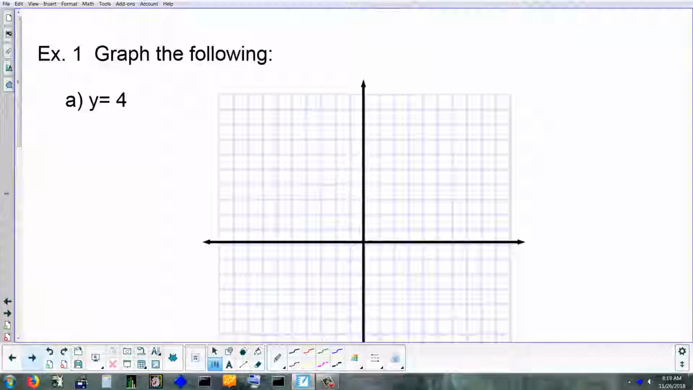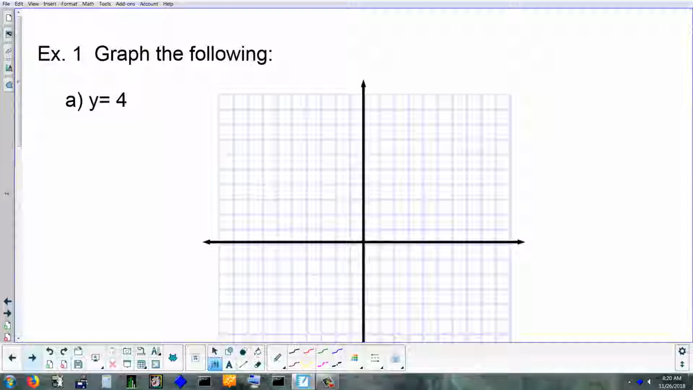So let's look at that. It says graph the following, y equals 4. Okay, my first question is, how can you look at that quickly and know that it's a special case? There's no x. You're missing a letter. So special case, in my head, I'm already thinking, all right, it's either left and right or it's up and down.